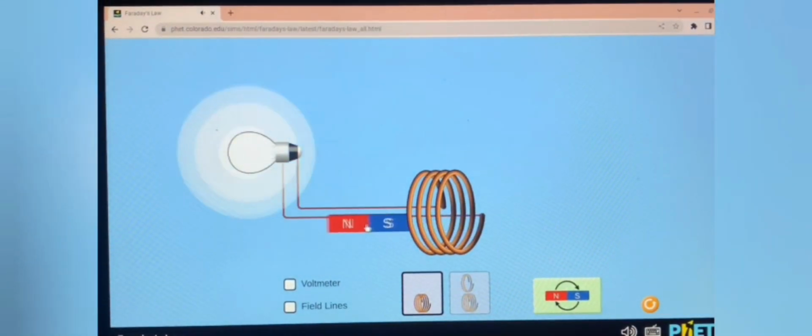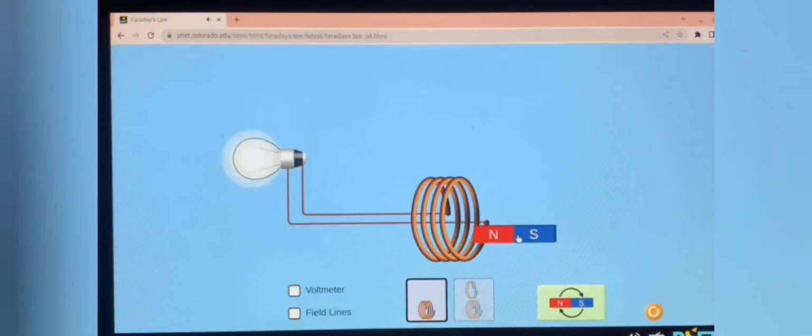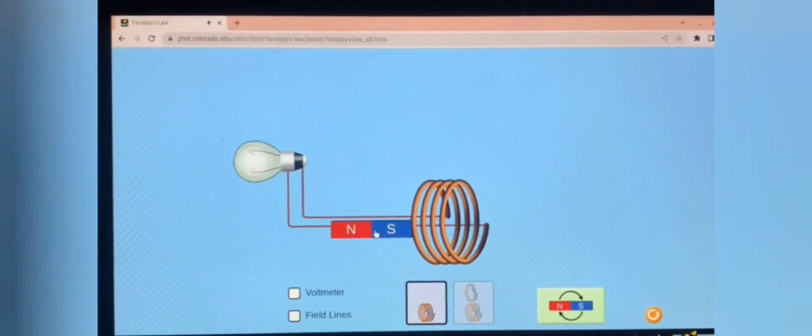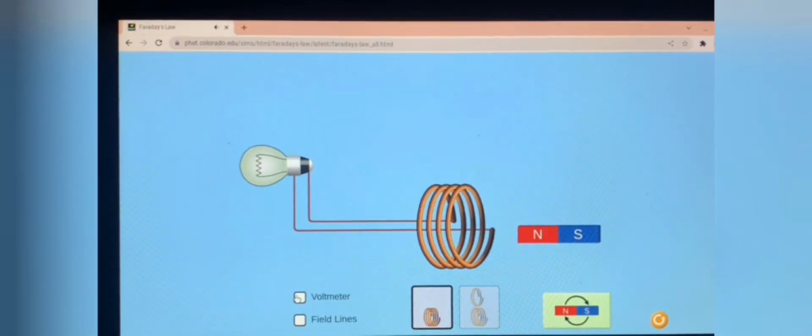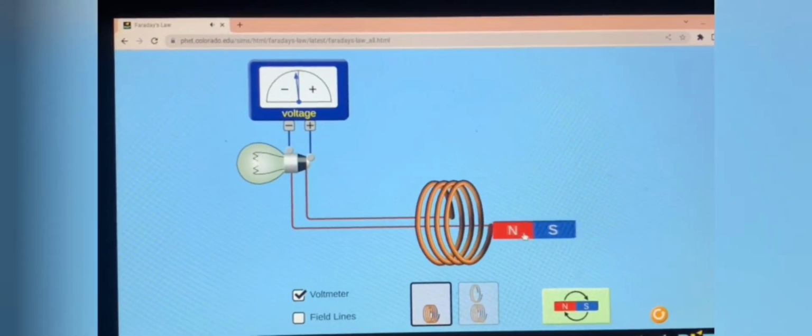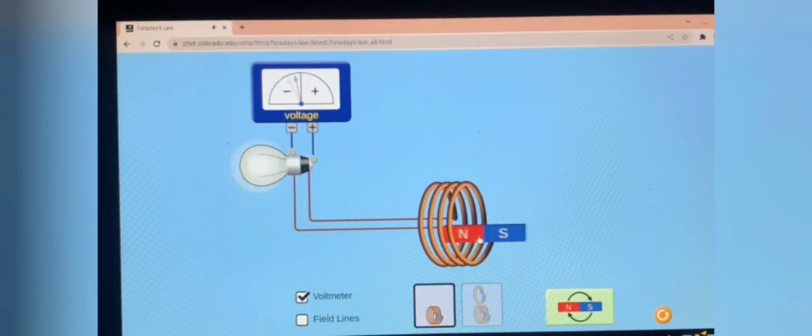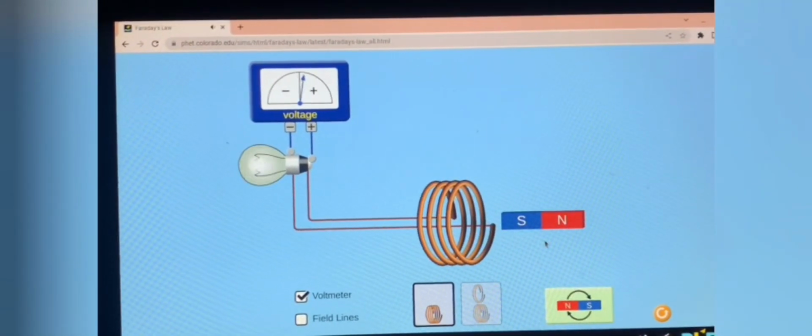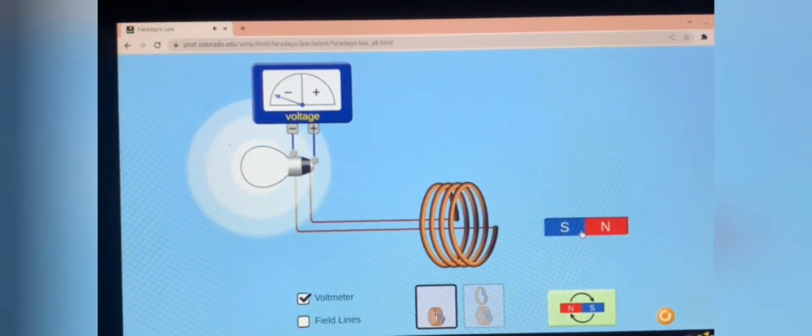Faraday's original experiments involved moving a magnet back and forth inside a coil of wire. He found that when the magnet was moved, an electric current was induced in the coil. He also observed that the direction of the current changed when he changed the speed of the magnet's movement or when he reversed the poles of the magnet.